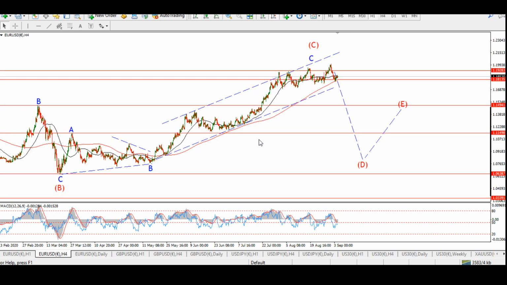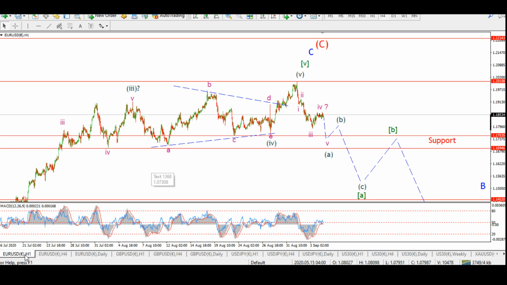On the 4-hour chart, not much to say here other than the main reason I'm going for the triangle right now and not the larger flat is because of this internal triangle here. The best way to count that is a B wave, and that would not work within the other interpretation. Okay, so wave A up, wave B triangle, and then wave C up, an extended C wave.